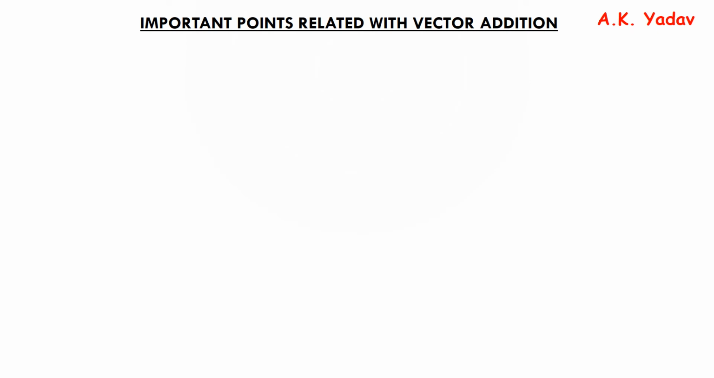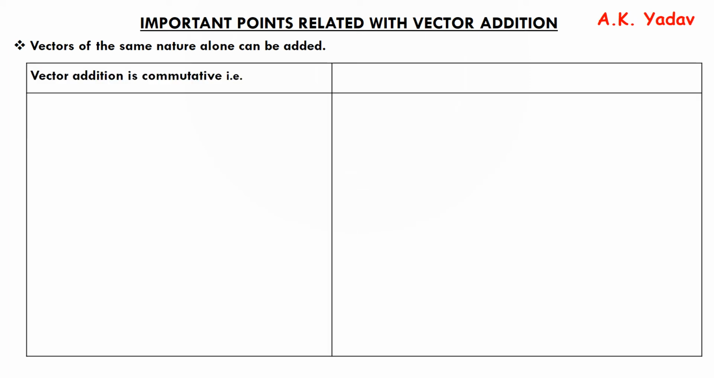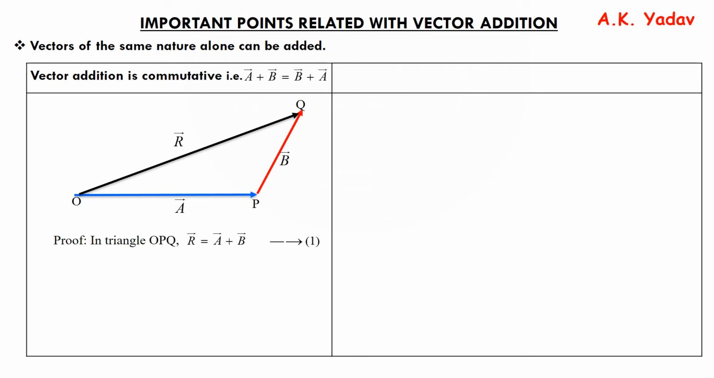Now let us find out some important points related with vector addition. Vectors of the same nature can be added. Second property, vector addition is commutative, that is vector A plus vector B is equal to vector B plus vector A. So A and B are two vectors. Resultant R is equal to A plus B in triangle OPQ.